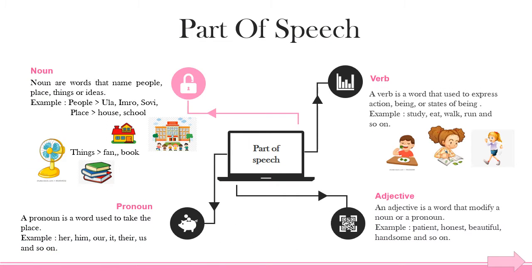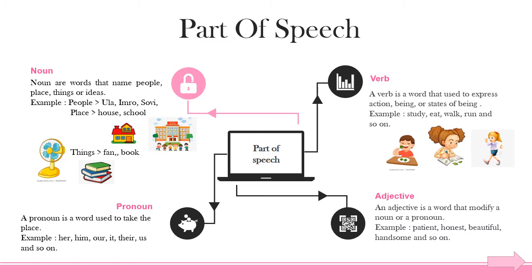Here is a complete explanation of 8 parts of speech for you. So, the first is noun. Nouns are words that name people, place, things, or ideas. For example, people like Ula, Imro, and Sophie. Place like house, school, and things like cup, book, pen, and so on.